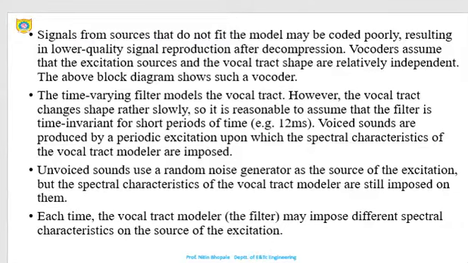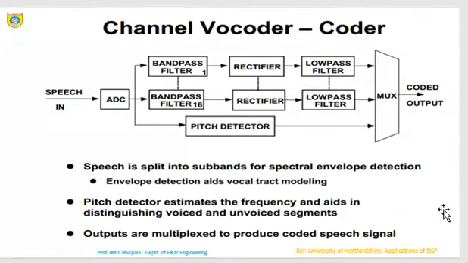Last time we have discussed the vocoders. Let's discuss the channel vocoder, that is also called the coder. In the channel vocoder, as we have seen in this block diagram, speech is the input, then the ADC block, then the filters. A total of 16 filters will be here. Then the rectifier circuits after the filters, and the low pass filter circuits again used. Whatever pitch we detected over here is directly used to give the output to the mux block, and lastly we are getting the coded output.